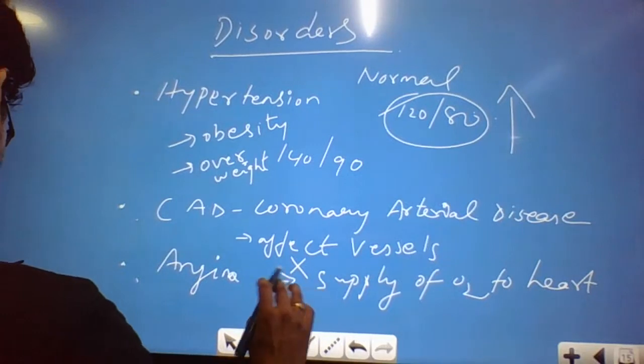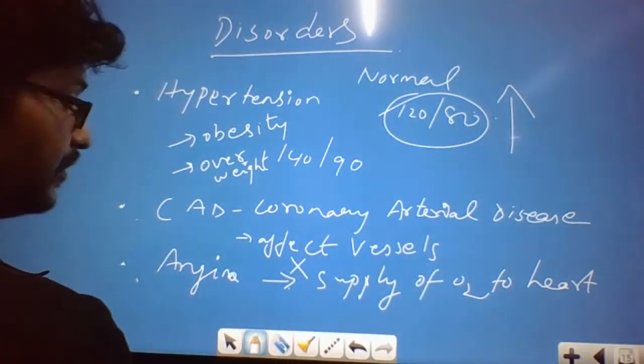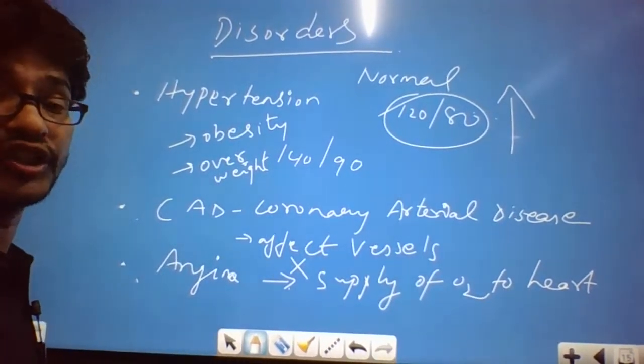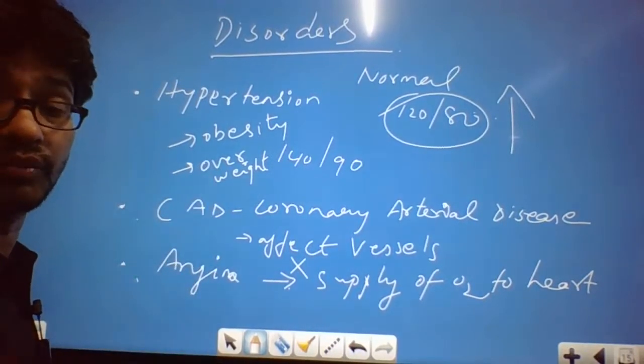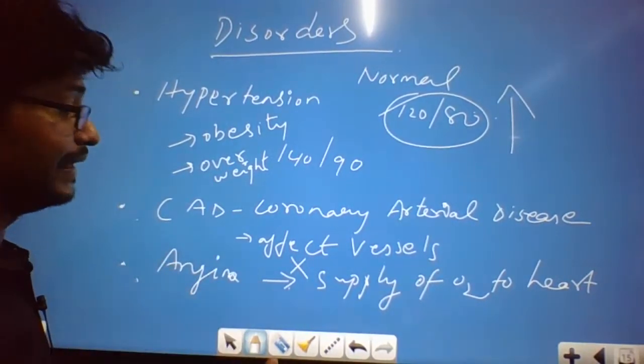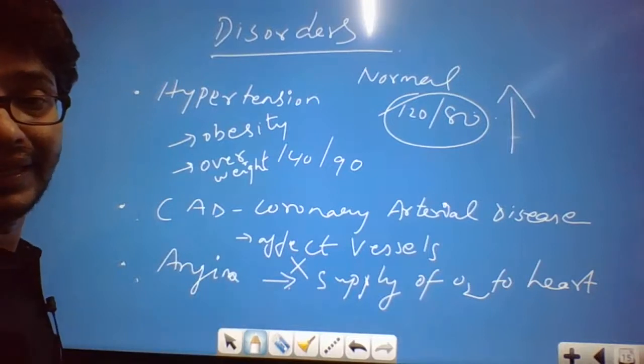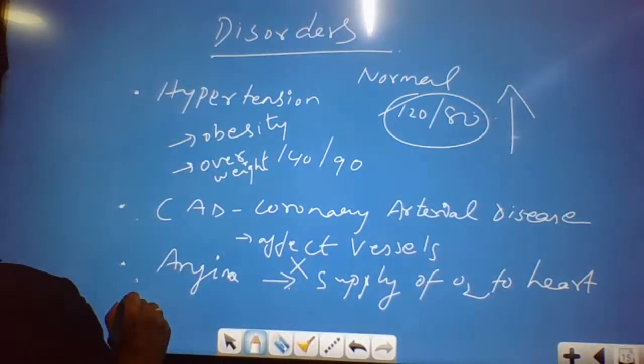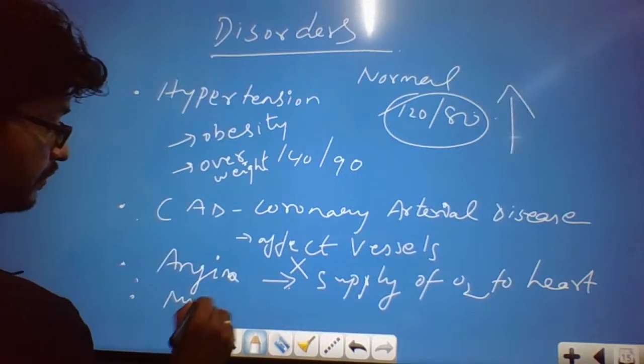Angina is a condition where the supply of oxygen is reduced, because the heart requires oxygenated blood. When the chances of oxygenated blood reaching the heart become very low, this leads to a condition called angina, right? The next one is myocardial infarction.